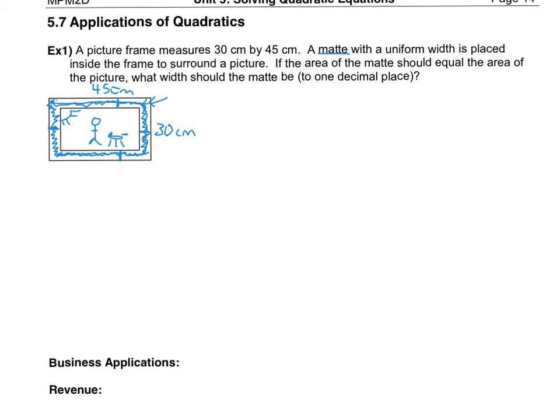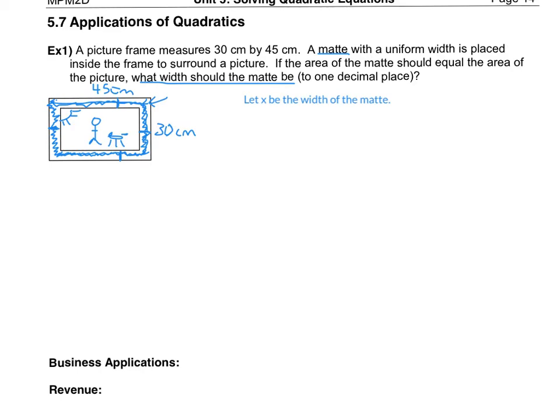We could let our variable like W or X be the width of the mat, because that is what we are being asked to find. What width should the mat be? So you should have a let statement there to indicate what your variable is going to be. I'm going to let W be the width. Actually, I'm going to just let X be it, and W would be the actual width of my picture. Let X be the width of the mat. Okay, so we're using a let statement there, and I'm good with that. Let X be the width of the mat.